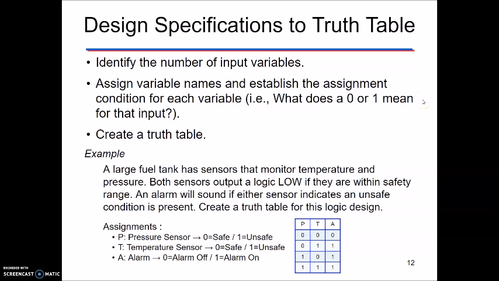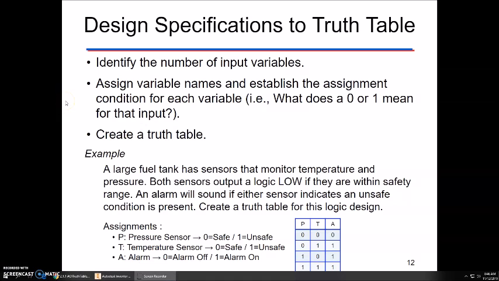Okay, so now let's take a look at design specifications to a truth table. So this is where we're talking about word problems. So you have to identify the number of input variables. After you've identified the number of input variables, you need to assign variable names and establish the assignment condition for each variable. So what does a 0 or a 1 mean for that input? And then from there you create the truth table.